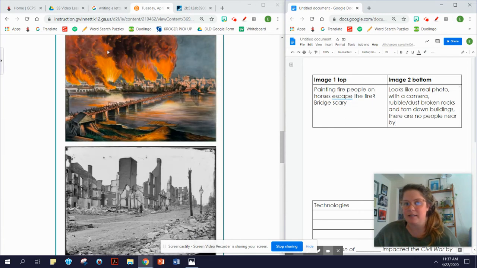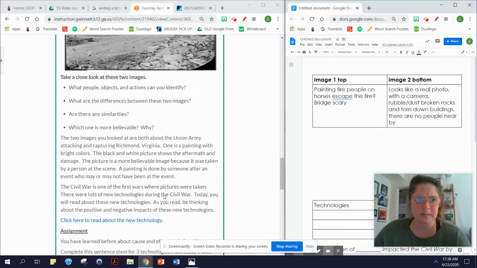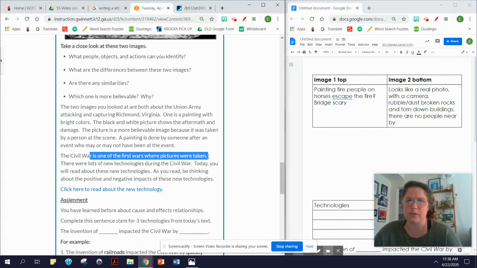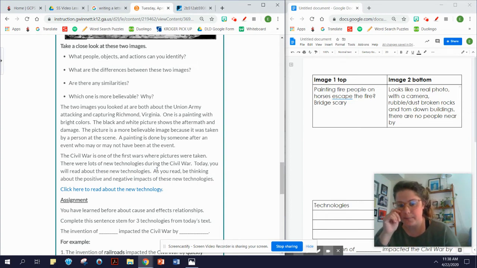This is a painting of the event that caused this, but this was taken by someone who was actually there. So this is a real first-hand account. It's a photograph of someone who was there. The Civil War is one of the first wars where pictures were taken. There were lots of new technologies during the Civil War. Today you will read about these new technologies. As you read, be thinking about the positive and negative impacts of these technologies.